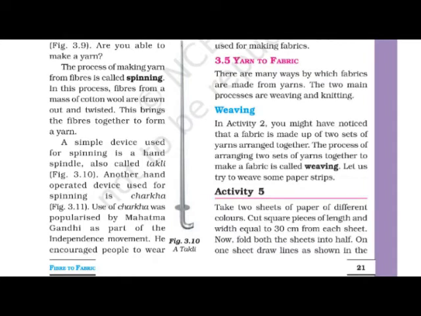There are many ways by which fabrics are made from yarns. Fabrics can be made from the yarn in many ways. The two main processes are weaving and knitting.